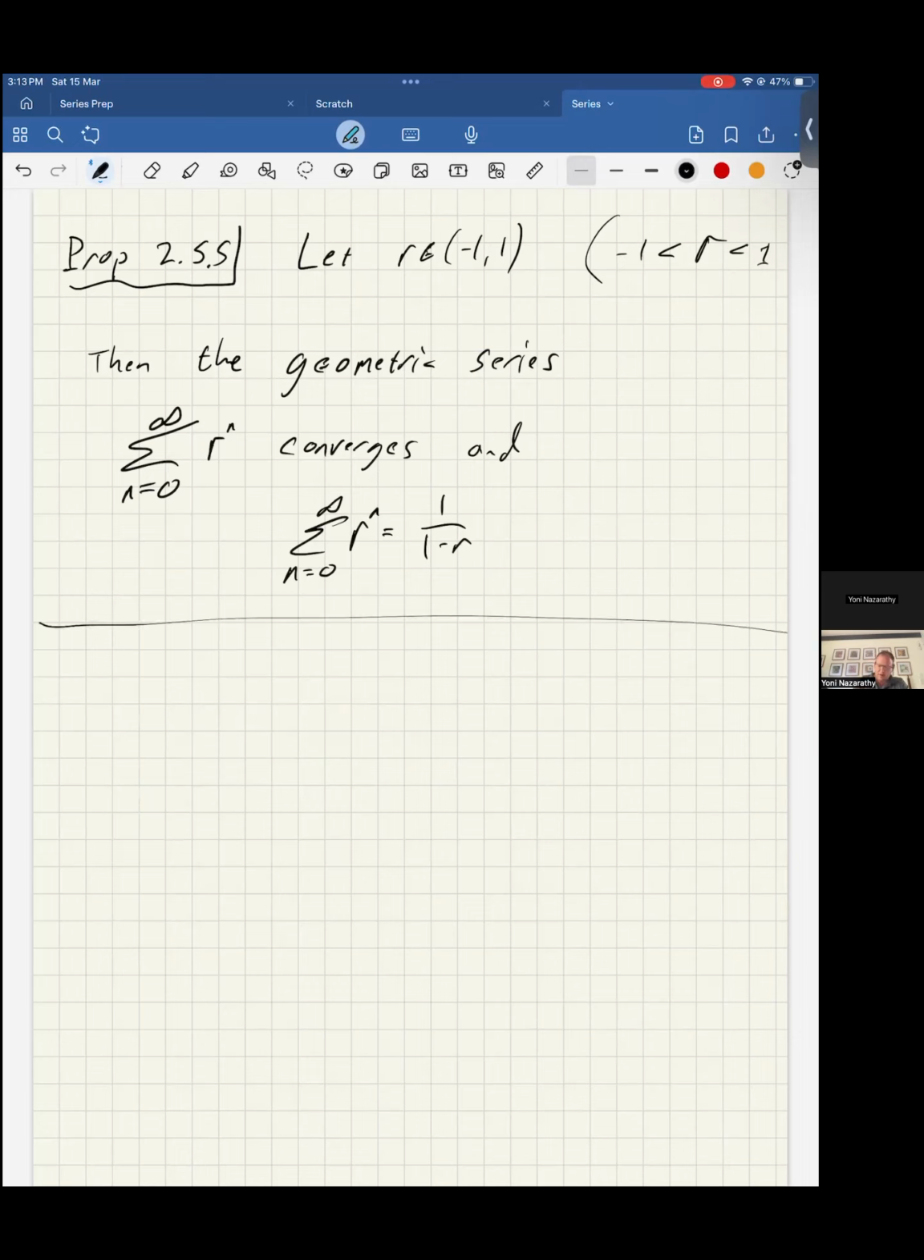If we would have started with a 1, you see that version also, then you can show that it would have been r divided by 1 minus r. But don't worry about that.